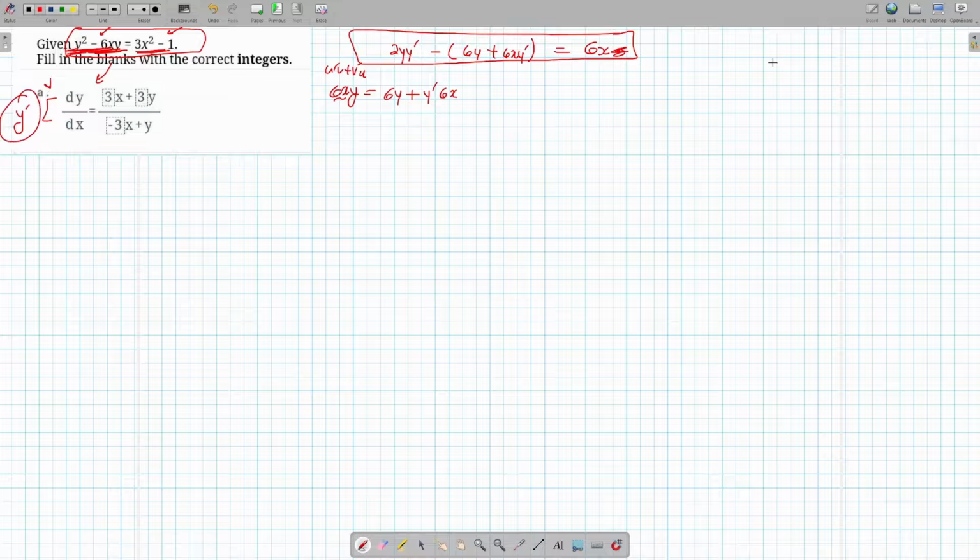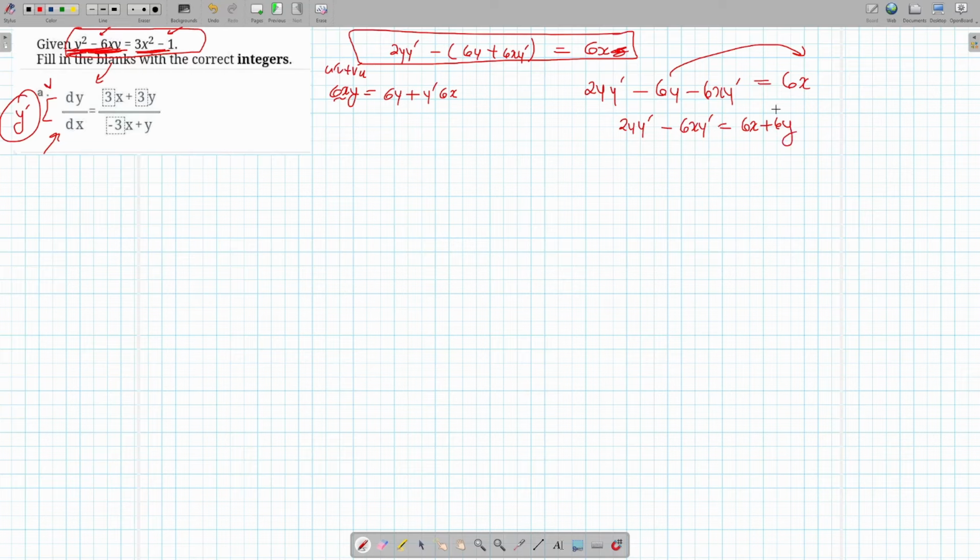So what did I tell you the steps were? I will actually expand it also. We have a nice equation. This is going to become 2y y prime minus 6y minus 6x y prime equals 6x. What's our job? What do we need to do? We need to make y prime alone. So what did I tell you to do? Move everything that doesn't have to do with y prime to the other side. So you're going to get 2y y prime minus 6x y prime equals 6x plus 6y.